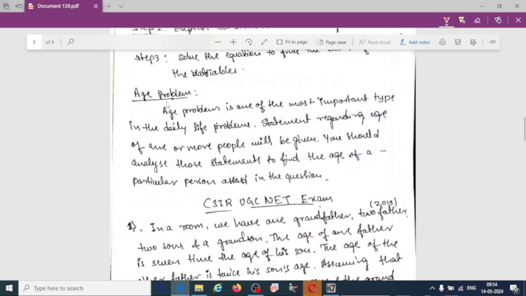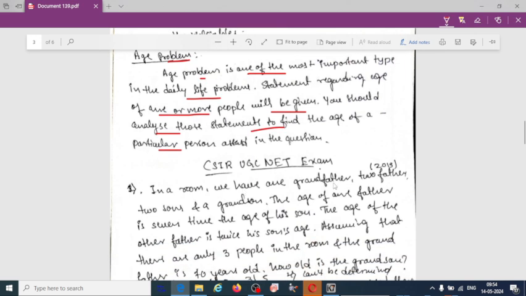Next, age problems. One question will be compulsory from age problems. Age problems are one of the most important types in daily life problems. Statements regarding the ages of one or more people will be given. You should analyze those statements to find the age of a particular person. Let us solve previous year questions from CSIR-UGC NET.